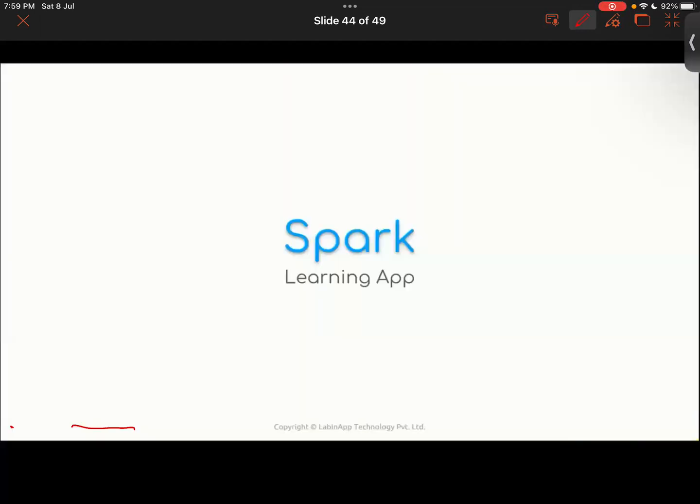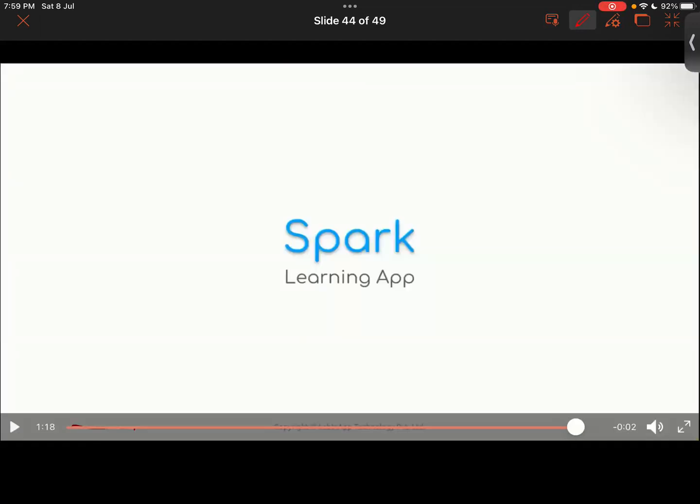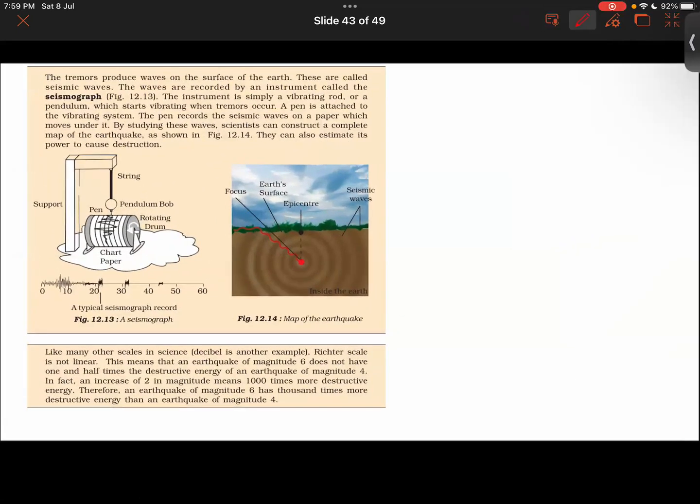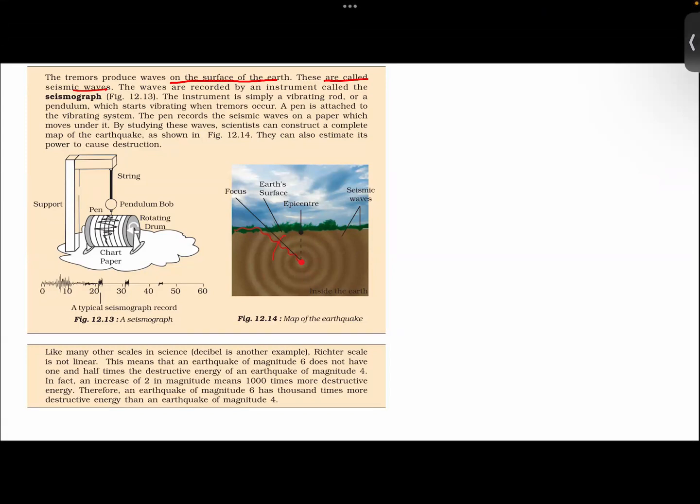Yes. So you see, this is how a seismograph works, right, guys? The varying intensity of the earthquake is drawn by that pencil in the form of graphs, right? Yes, sir. So the tremors produce waves on the surface of the earth, and these are called seismic waves. Okay, seismic waves, we are referring to this one. The circular waves are called seismic waves, right?